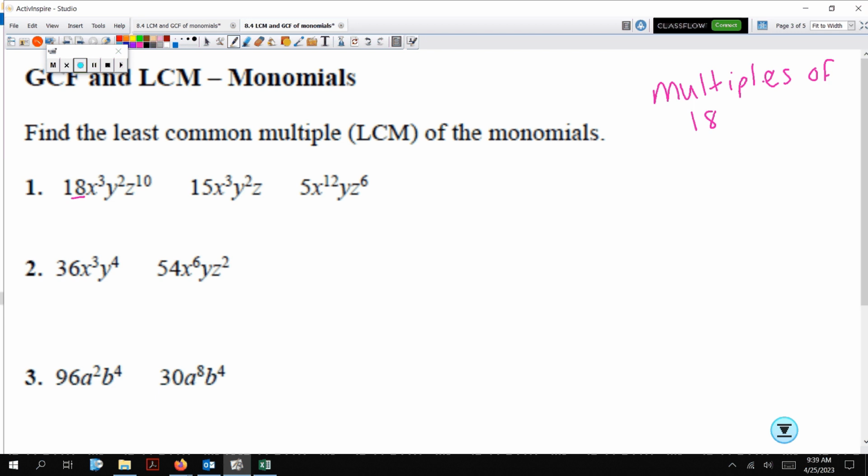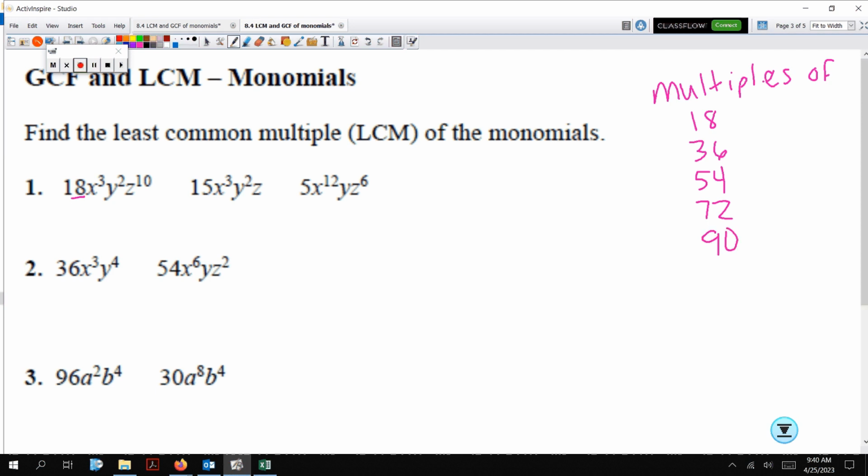So 18 times 1 is 18, 18 times 2 is 36, and 18 times 3 is 54. It's an even number. 5 is definitely not going into that. 18 times 4 is 72, another even number, not going into that. 18 times 5 is 90. Well, I know 5 goes into that.